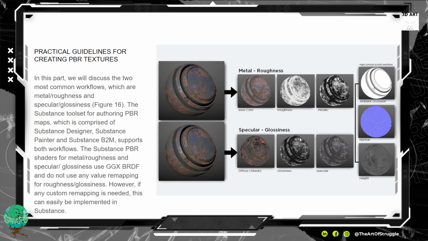All right. So when we talk about the practical guidelines for creating PBR textures, in this part, we will discuss the two most common workflows, which are metal roughness and specular glossiness. The Substance toolset for authoring PBR maps, which is comprised of Substance Designer, Substance Painter, and Substance Bitmap to Material, supports both workflows. As of today, I don't think Substance B2M even exists anymore.